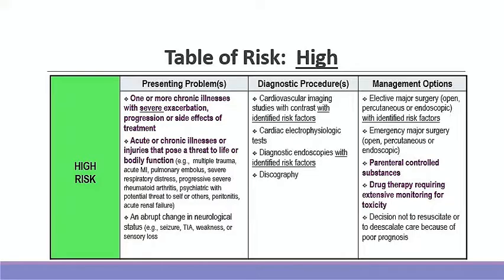Presenting problems in the high level of risk are one or more chronic illnesses with a severe exacerbation, progression, or side effects of treatment, acute or chronic illnesses that pose a threat to life or bodily function, and any abrupt neurologic changes. When a patient has a chronic illness with an exacerbation, progression, or side effects of treatment, the provider should be specific when documenting to include whether that is mild, moderate, or severe. This way, coders and auditors will give you accurate credit for your risk.